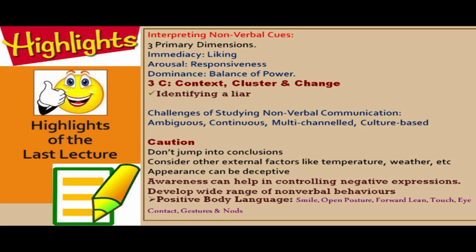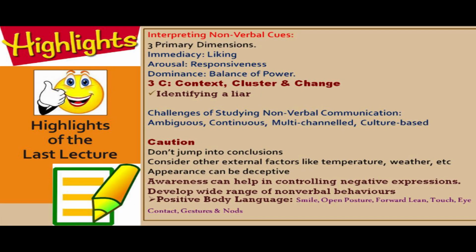Before I start, let us take a quick recap of what I did in the previous lecture. In the previous lecture, I talked to you about interpreting nonverbal cues, and then I started with what Mehrabian mentioned in terms of 3 primary dimensions: immediacy, which refers to our liking and dislike, we go close or we withdraw. Arousal is the sense of animatedness we get in terms of our responsiveness, and dominance, that is the balance of power. The power structure is also indicated by the way we exhibit our body language.